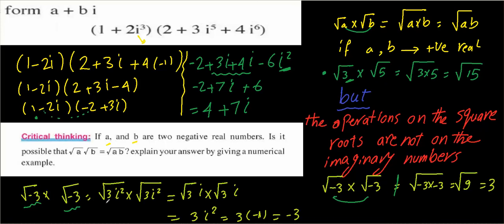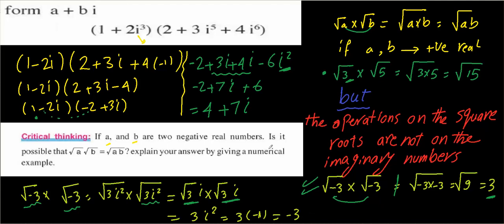Root negative 3 means root of 3 times negative 1, which is root 3 times i. The first root is root 3 i, and the second root is root 3 i also. We multiply root 3 times root 3 equals 3. i times i equals i power 2, which equals negative 1. 3 times negative 1 equals negative 3. If you apply the other rule, it will be wrong. You will have 3, but the correct answer is negative 3.